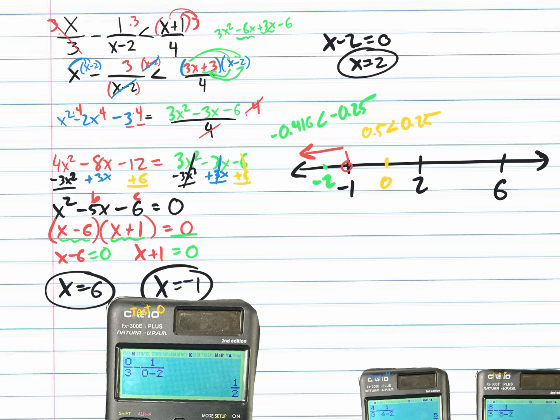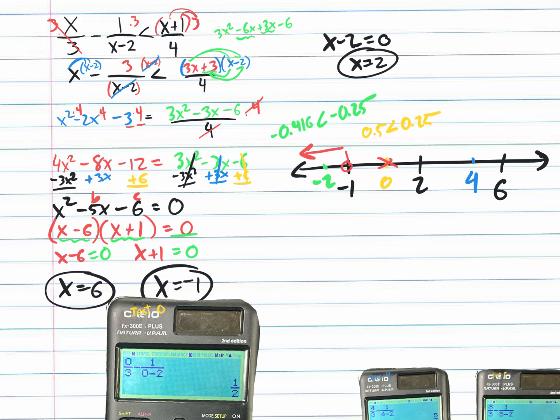So is that a true statement? Is 0.5 less than 0.25? That is false. 50 cents is not less than 25 cents. 50 cents is greater than 25 cents. So this would not be included in your answer. Then you've got to test another value, like testing 3 or 4, right? I want to test the value 4, see if that works.